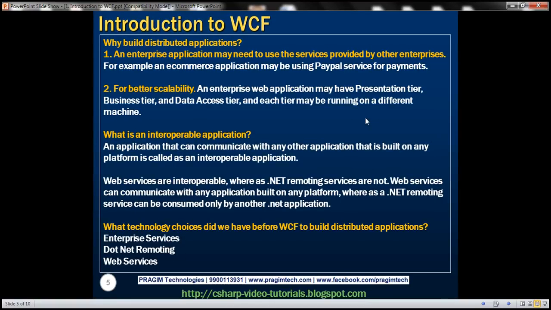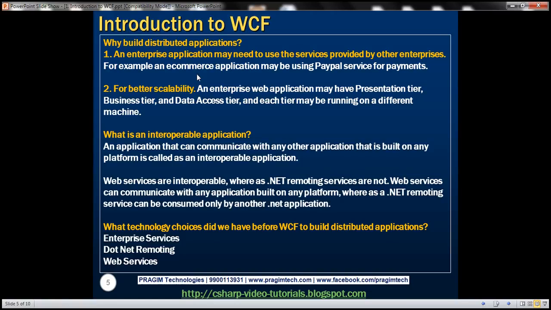Now let's turn our attention to understand the motivation for building distributed applications. Why would somebody want to build distributed applications? There are several reasons for this. I have listed two of them here. One of the reasons could be that an enterprise application may need to use the services provided by other enterprises. For example, an e-commerce application may be using PayPal service for payments. There are hundreds and thousands of websites today that sell products. When we purchase products from the website, at the time of checkout, you may have noticed on the checkout page that you can pay for the items that you have purchased using PayPal.